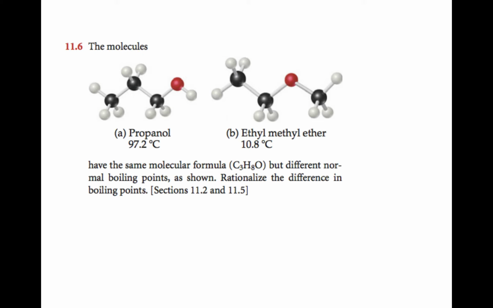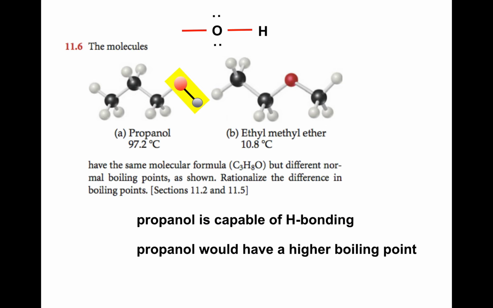Well, I can see that OH group sitting off of there. If you've got an OH group, you're capable of hydrogen bonding, and that would be the reason why you would have such a high boiling point. Ethyl methyl ether is a polar molecule capable of run-of-the-mill dipole-dipole interactions.